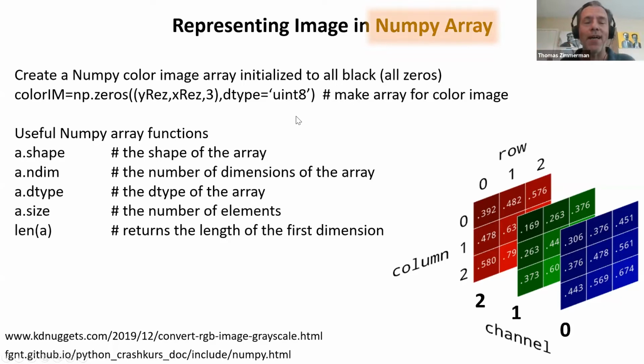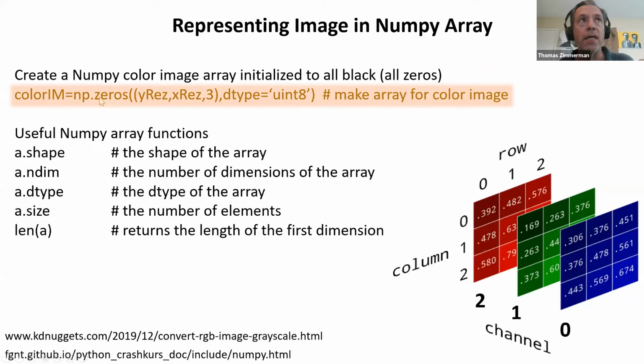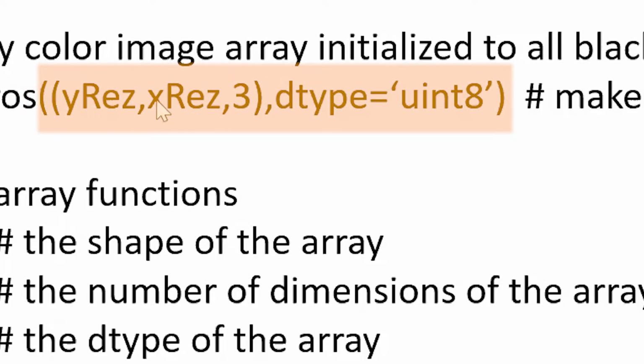NumPy arrays, I guess we're most familiar with two-dimensional, right? Spreadsheets, X, Y. NumPy can have as many dimensions as you want. So a handy command when you want to create a NumPy array is this zeros command. What the zeros command does is you tell it the dimensions. It has to be in parentheses. That messes me up often.